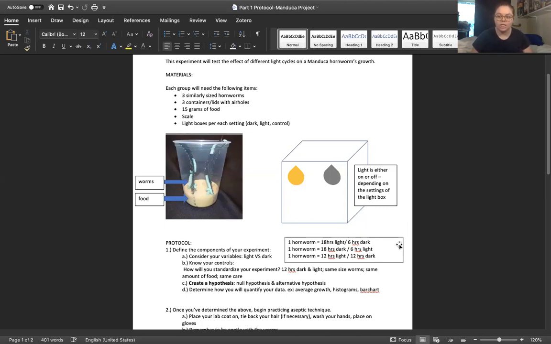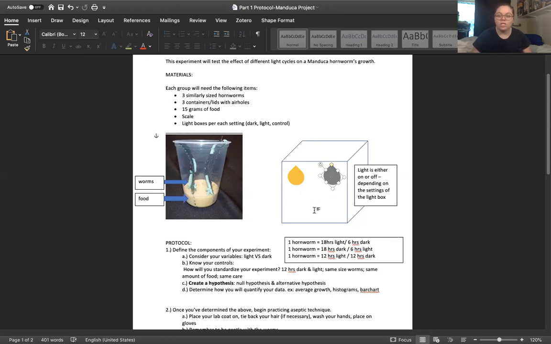So if it's the light condition, you could set up the timer to have the light bulb on for 18 hours of light, and then shut off for 6 hours of darkness, essentially. And another box would be used to represent your dark condition. So you would set up the timer to have 18 hours of darkness, and then the light bulb to turn on for 6 hours of the light. So that's quite a difference in light hours, right? Only 6 hours of light. The majority of the day, 18 hours of the day, will be a dark condition.